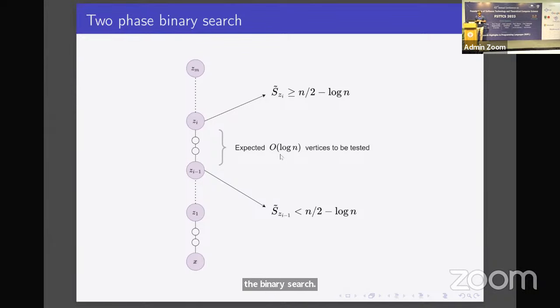Any more questions? No more questions? Maybe I have a question. So does it make sense to replace a tree with other graph classes? For example, let's say chordal graphs. I have not thought about it, but maybe, yes. Sure. We can talk about it, yeah.